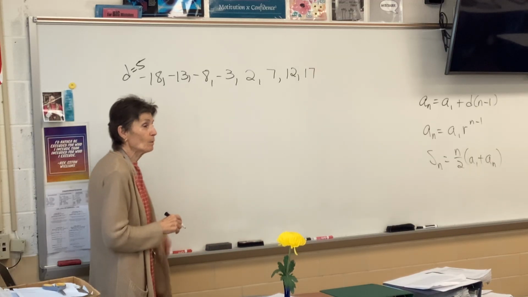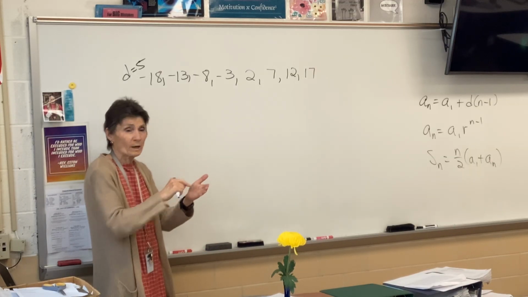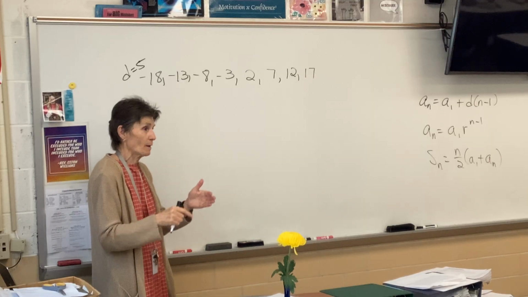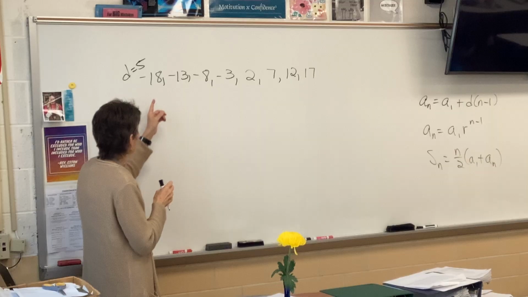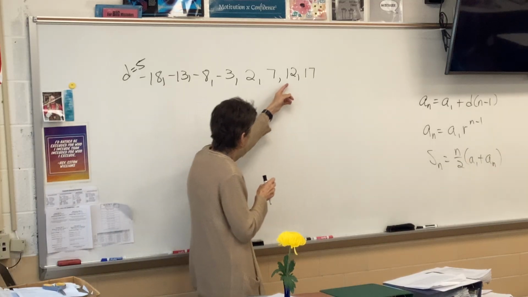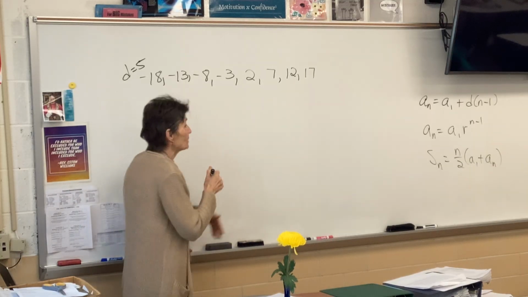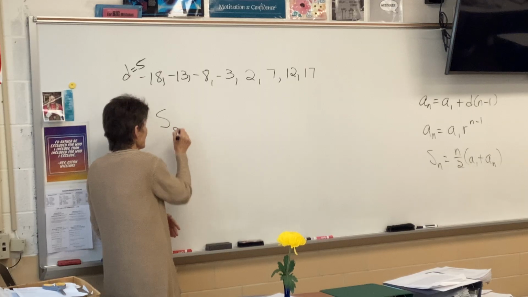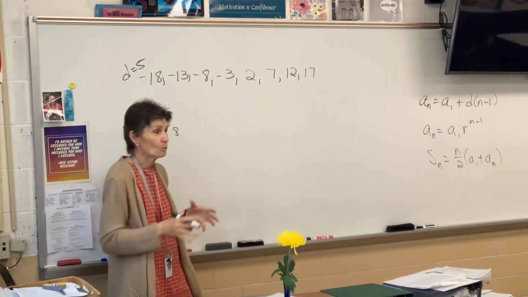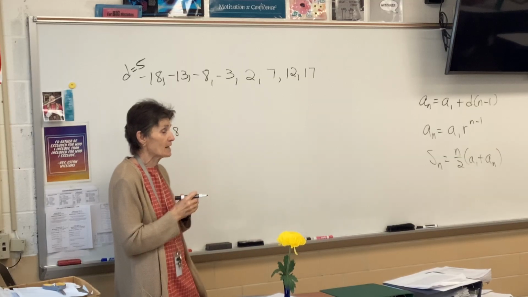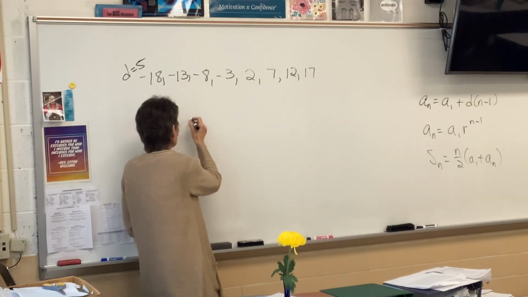Okay. So I want to add those up, and I don't want to do it by adding up individual numbers. I want to practice with my formula. So how many am I adding up? 1, 2, 3, 4, 5, 6, 7, 8 of them? So the sum of 8. N is how many you're adding up. Which ones do you want to add up? I want to add up the first 8.